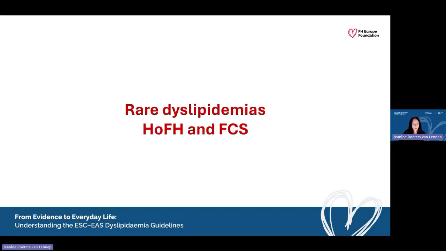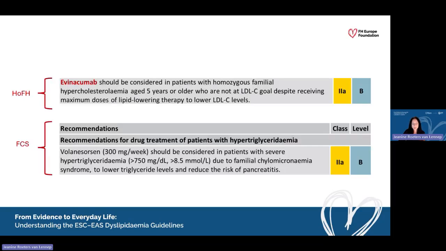So to finish off, something about the rare dyslipidemias, homozygous FH and FCS. In this update, even though it was brief, there were also new recommendations for people with homozygous FH. Again, you have to see this in addition to the 2019 guidelines. A lot of therapies are already mentioned, but the new therapy, which was not available in 2019, is evinacumab. It's a very difficult word to pronounce, an angiopoietin-like 3 inhibitor.